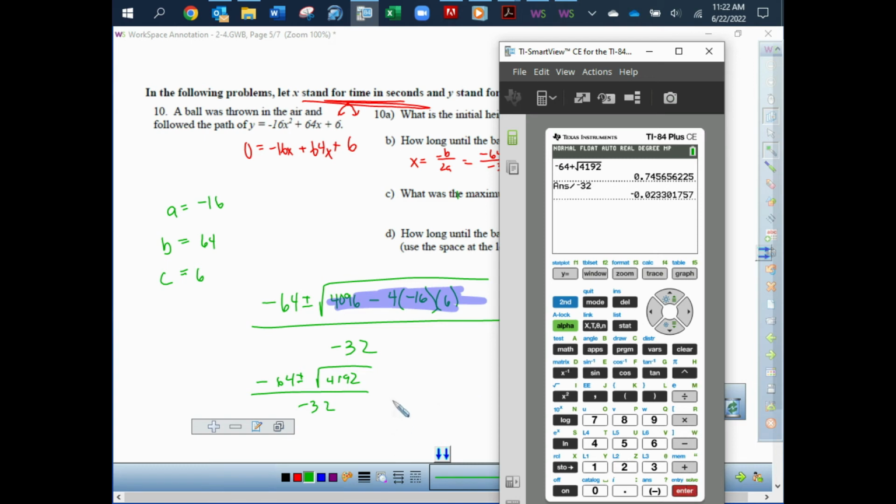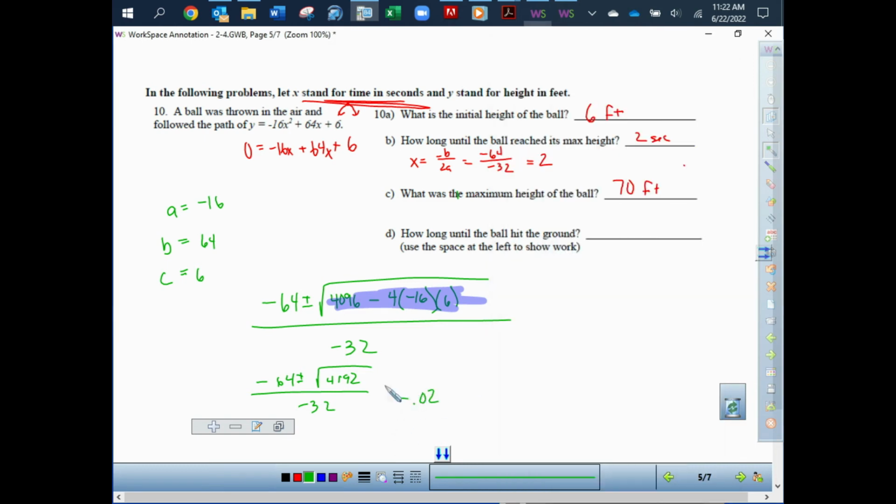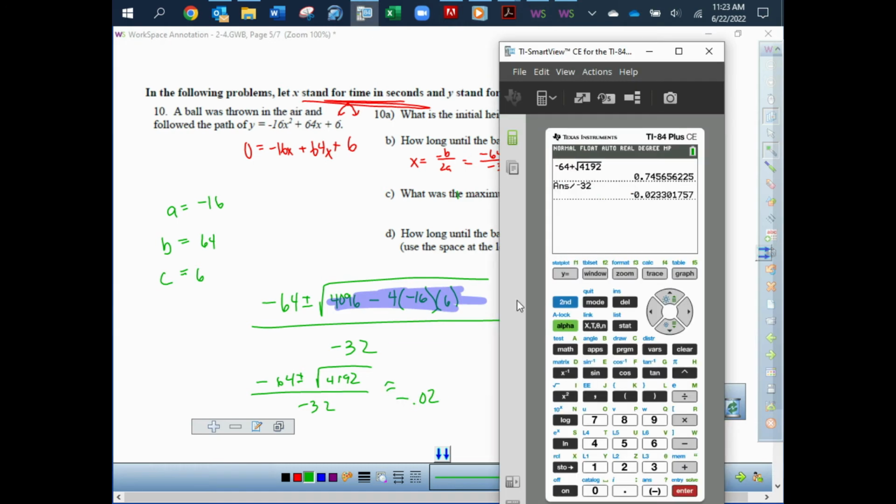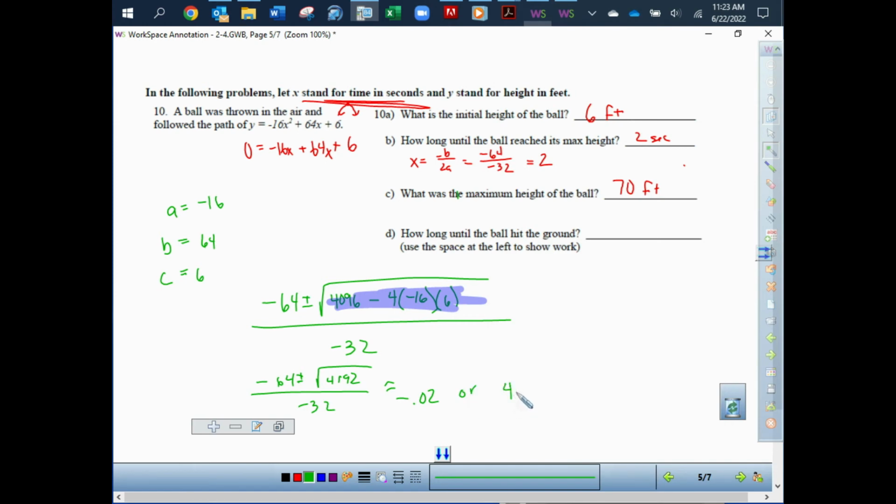And I'll write that guy down, about negative 0.02 seconds. And then I'll do the minus version of that guy, negative 64 minus the square root of 4192. Hit equals, divided by negative 32, and we get about 4.02 seconds. And we got to throw out Mr. Negative guy because that makes no sense. So it was approximate because we rounded. About 4.02 seconds is how long it took for that ball to hit the ground. So cool, that was a good review.